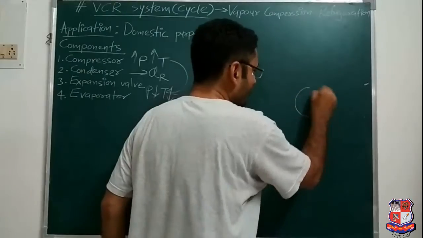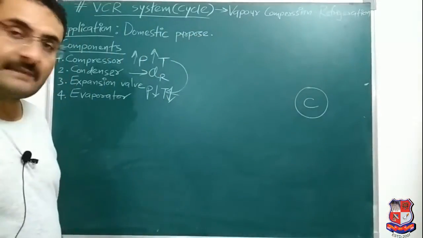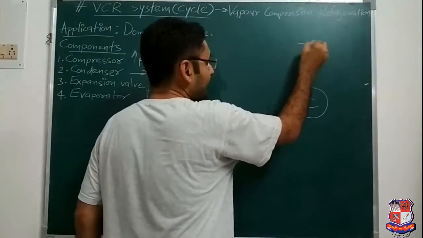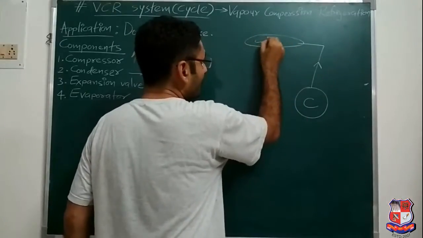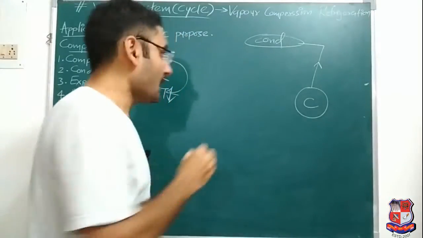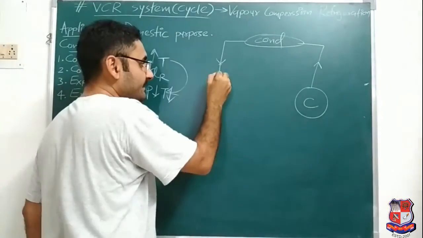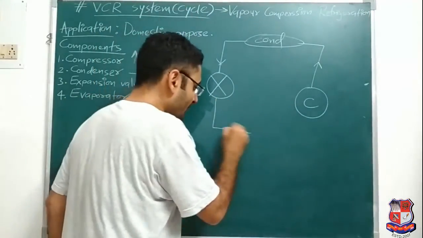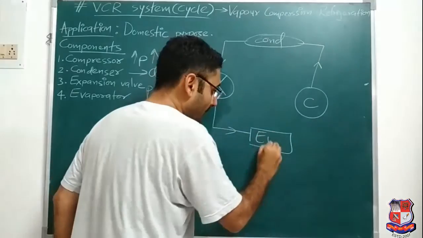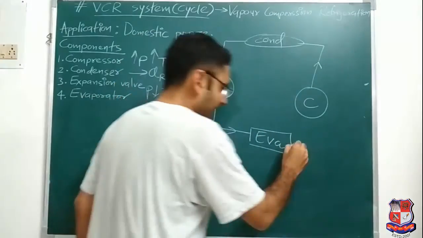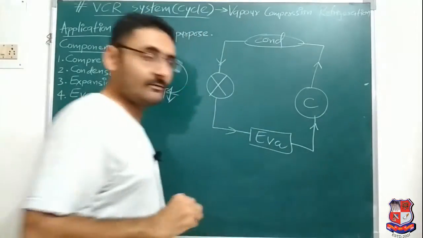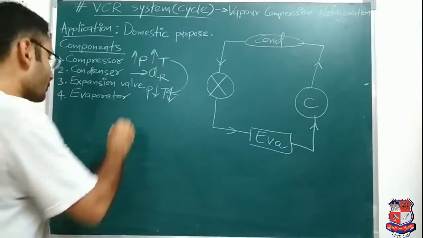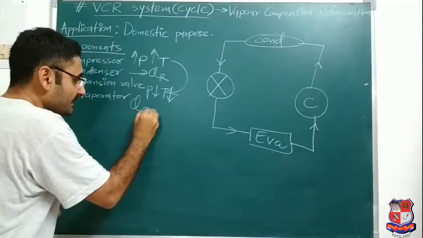First of all, I will draw over here the compressor. C stands for compressor. Then the outlet of the compressor is connected with the inlet of the condenser. The outlet of the condenser is connected with the inlet of the expansion device or throttling valve. The outlet of the throttling valve is connected with the inlet of the evaporator. And the outlet of the evaporator is connected with the inlet of the compressor. Now the evaporator will do what? It will absorb the heat. So over here I can write like this: heat, Q, is absorbed.